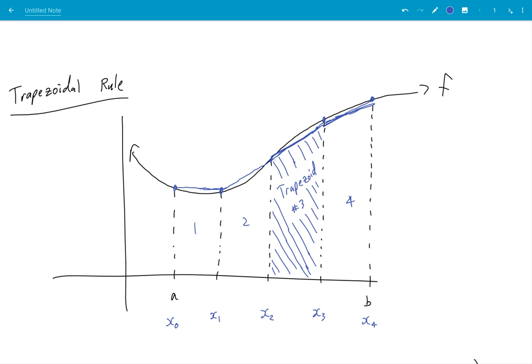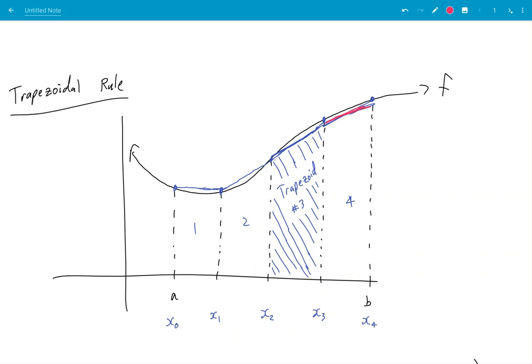You can see this is an improvement over what we were doing with, say, L4 and R4, because with those, we were just kind of going straight across here, right? And with the trapezoid, you get a better fit to the function.